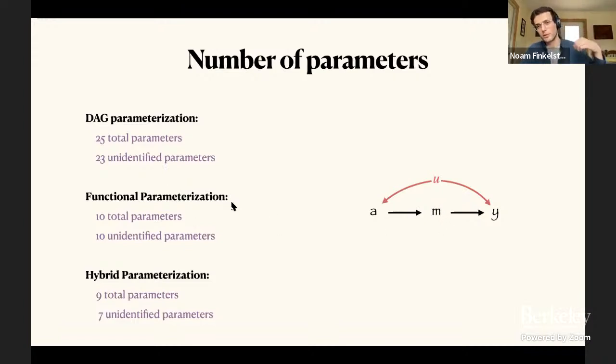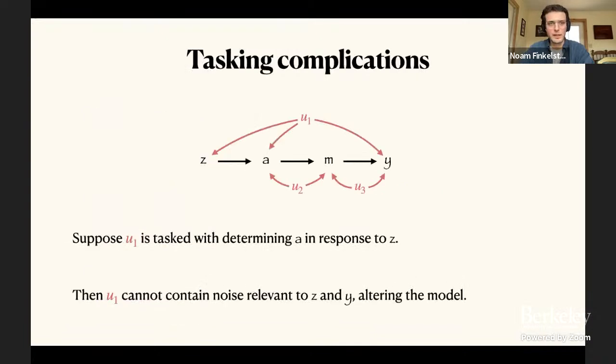If we do the functional parameterization, which is we task U with determining A and Y, and then we parameterize the noise term for M, we have 10 parameters, which is fewer, but they're all unidentified because they all involve cross-world counterfactual information. And if we do the hybrid parameterization, which is what I talked about earlier, which is we task U, but then use the DAG parameters for M, we get 9 total parameters, and only 7 of them are unidentified. So this is the kind of thing we can do with the hybrid parameterization.